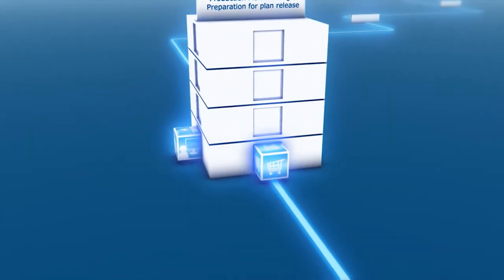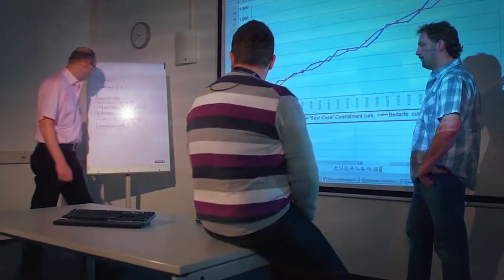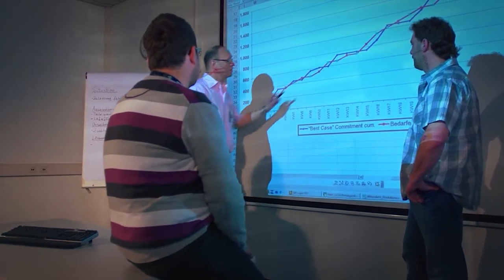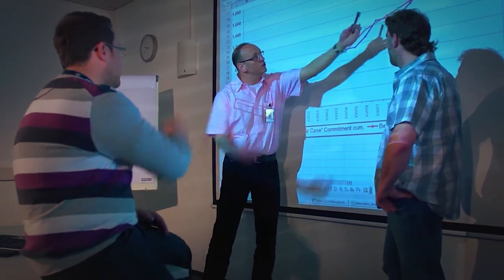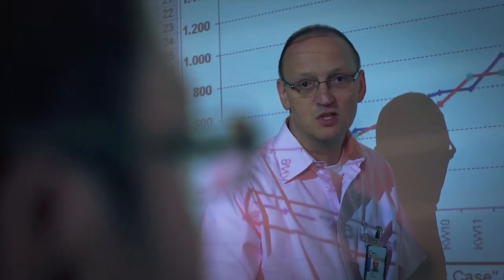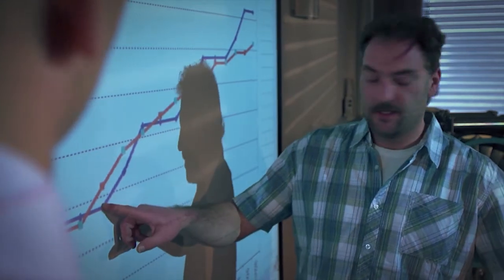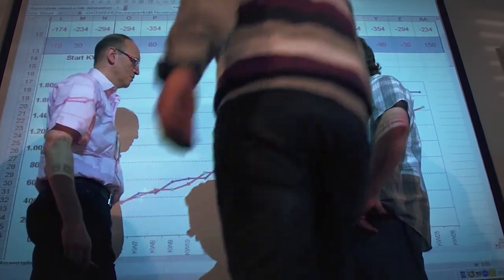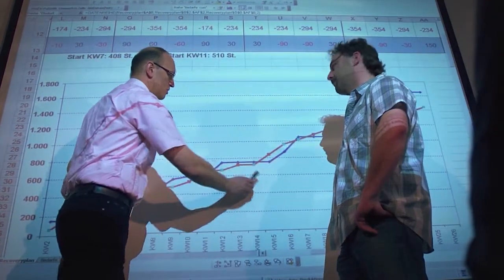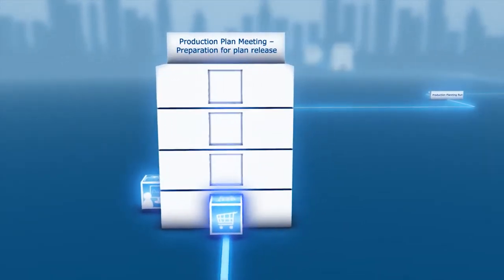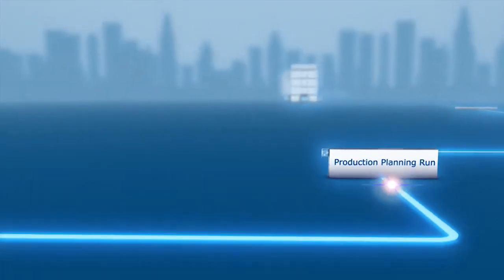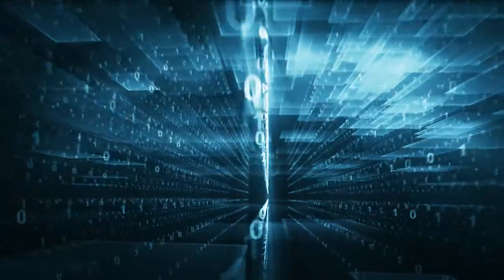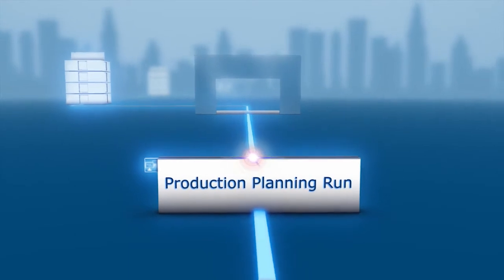Finally, the optimized production plan is assessed in the production plan meeting. Its feasibility in terms of deadlines and resources is reviewed and confirmed. In a subsequent production planning run, the optimized requirements of production planning are compared with market demands.